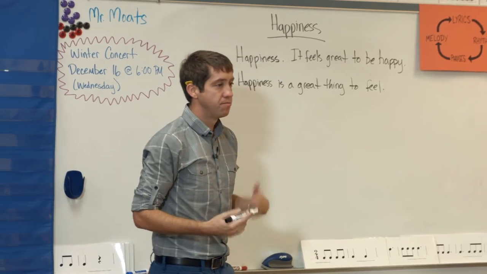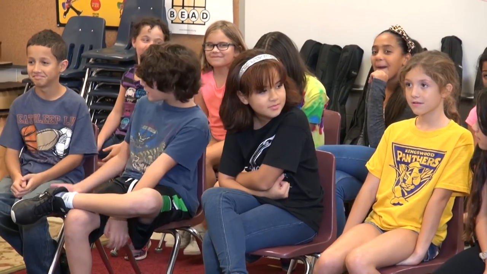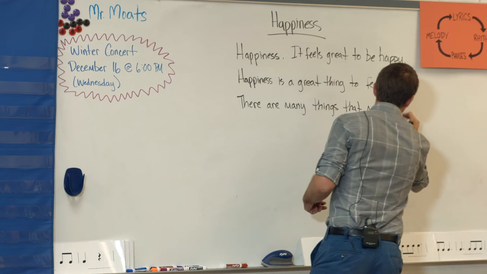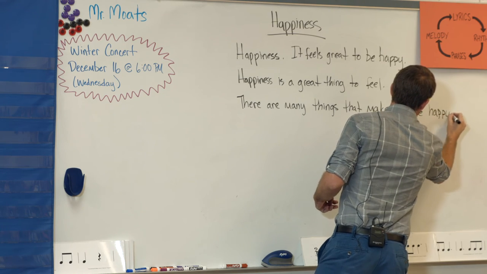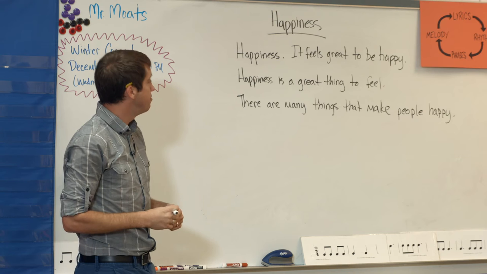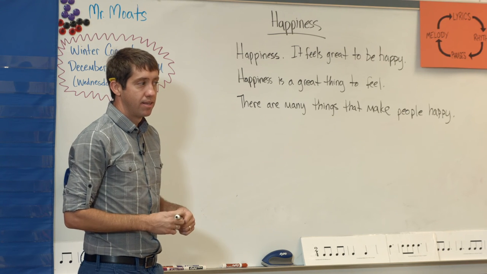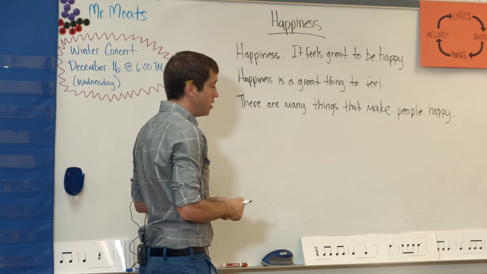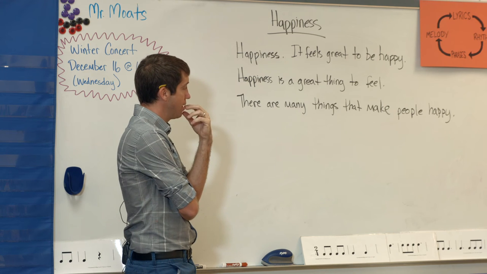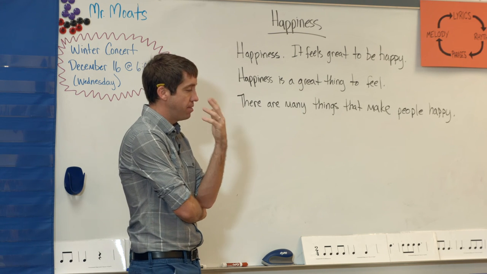More. More ideas. Julia. There are many things that make people happy. More. Happiness. It feels great to be happy. Happiness is a great thing to feel. There are many things that make people happy. Emily. Some people might have different likings. I like it because we say there are many things that make people happy, but not everyone. Right, not everybody likes the same thing. Maybe something like that. Let's try like that.